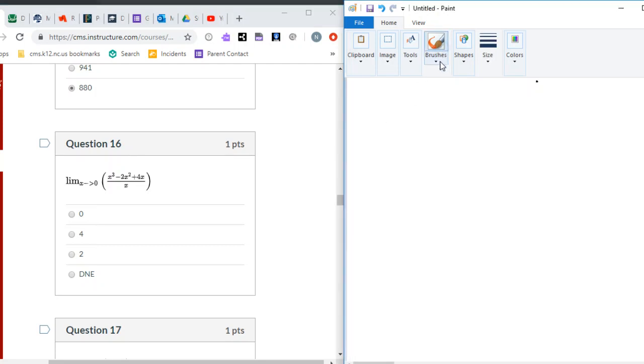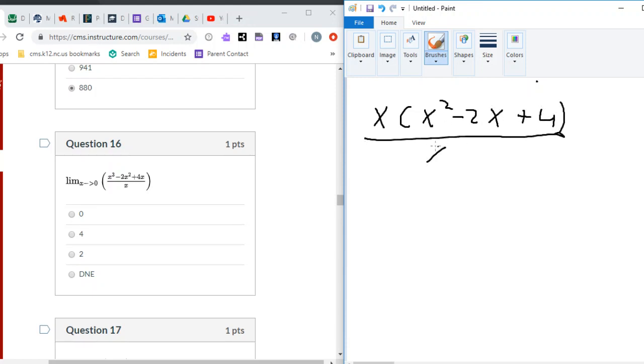The limit as x approaches 0 of x cubed minus 2x squared plus 4x. First, we look at the indeterminate form. You divide by 0. You can't do that. So we have to factor things out. We now have x factored out, and we have x squared minus 2x plus 4 over x. And the x's cancel out now.